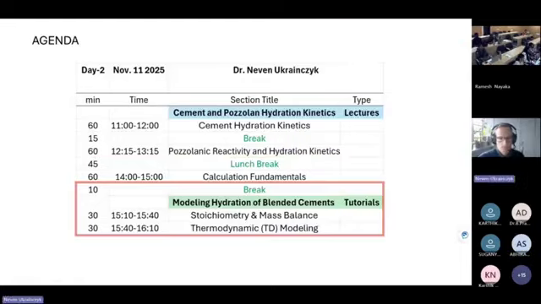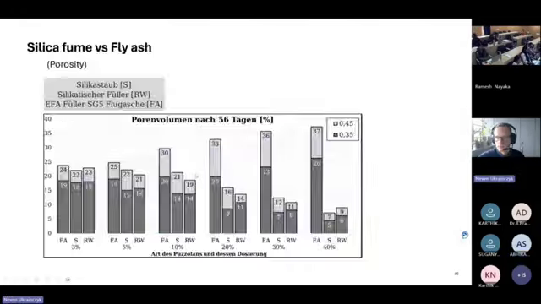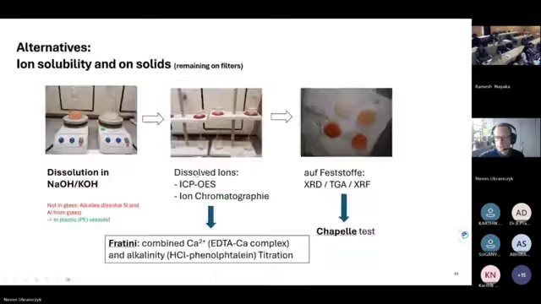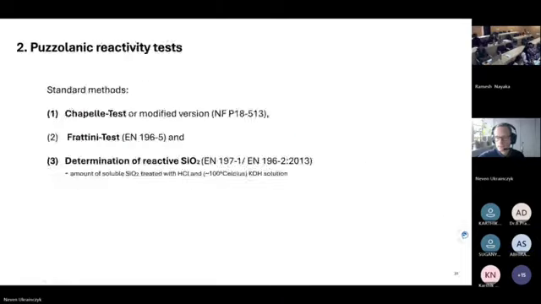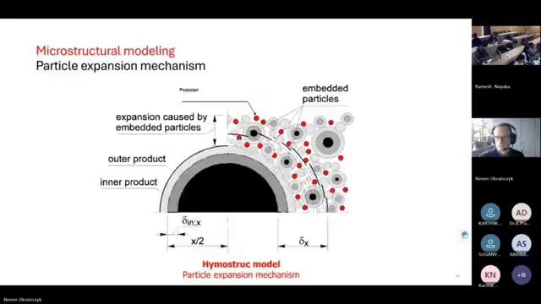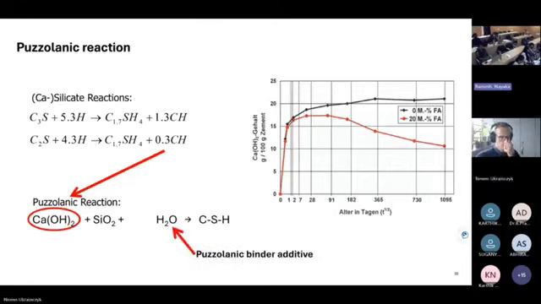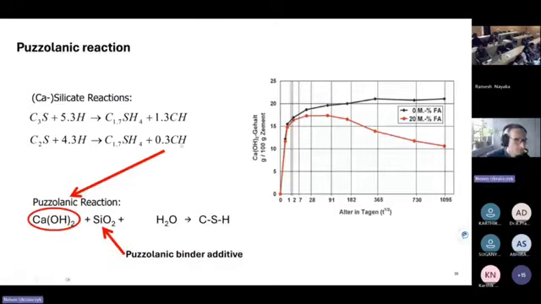Any questions? Let me check if I missed something from the calculations. So we have one question. Yes, the participant side. Yes, please.